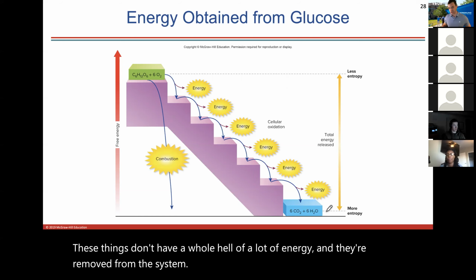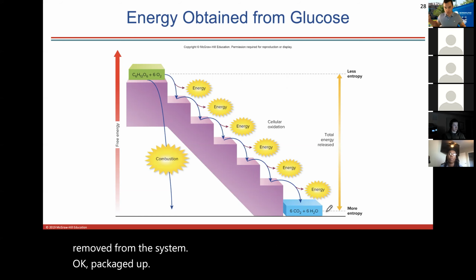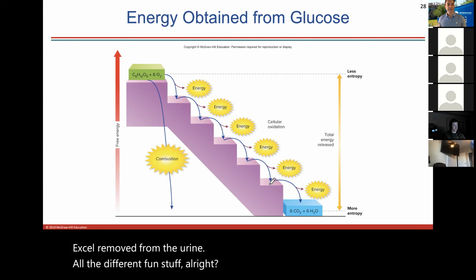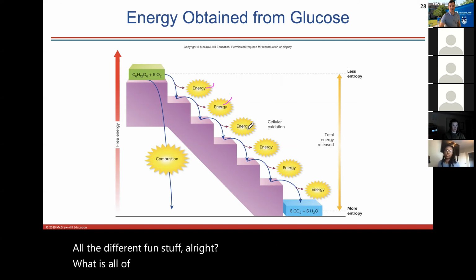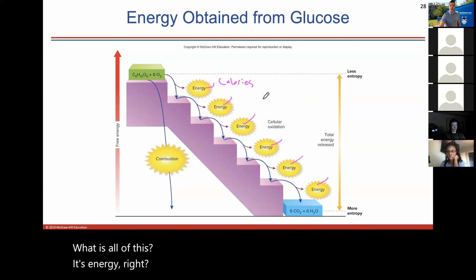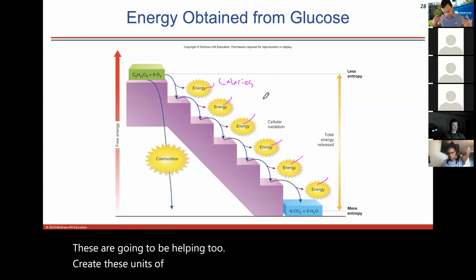Packaged up, exocytosed, right? Exhaled, removed in the urine. All this different fun stuff. What is all of this? It's energy, right? These are going to be helping to create these units of energy, ATP, to help fund all of what we need to do inside of us.